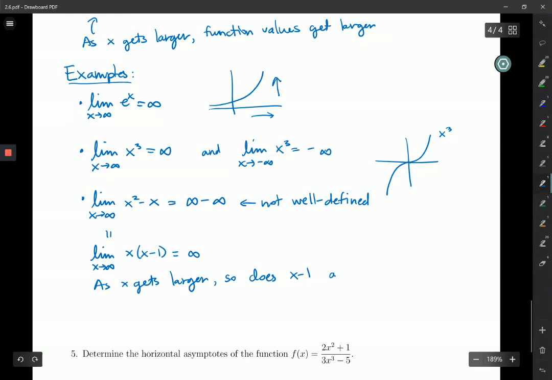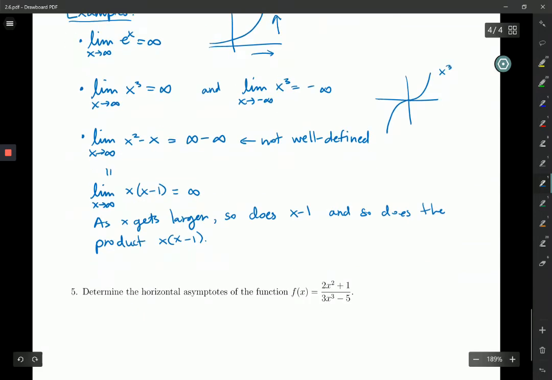So does x minus 1, and so does the product x times x minus 1. It's safe, when we have something that is very large, so as x is getting larger, and we multiply it by something that just makes it even larger, to say that we still get infinity. But if we have some kind of cancellation, then it's not clear.